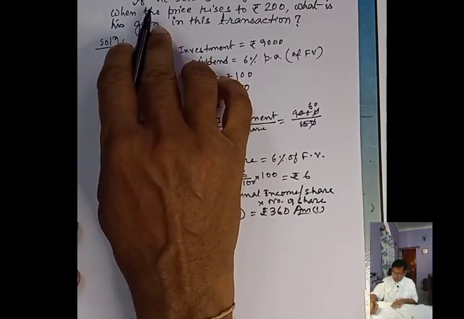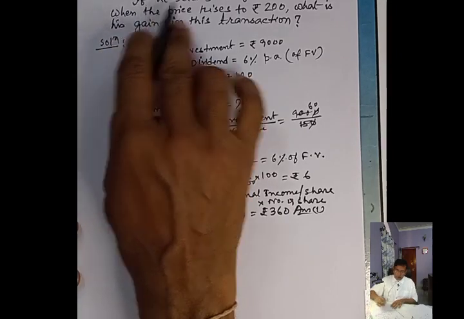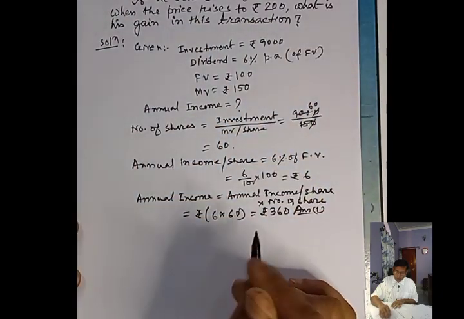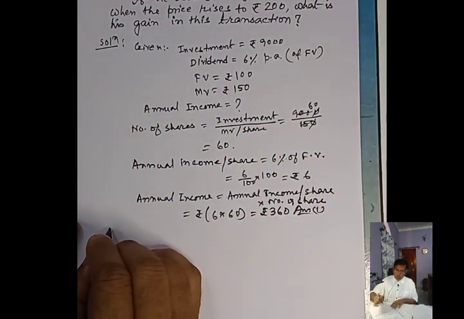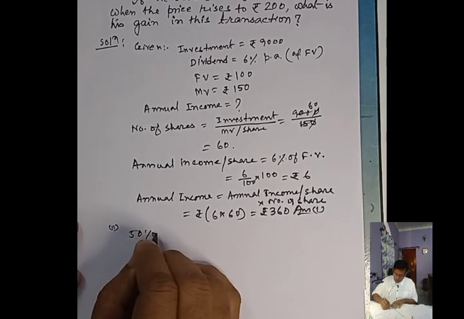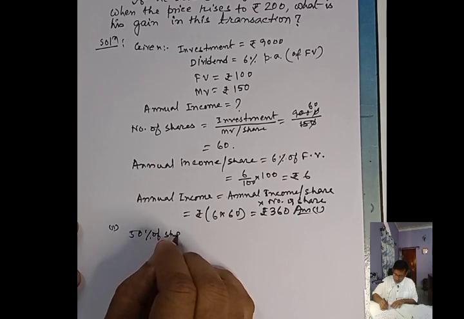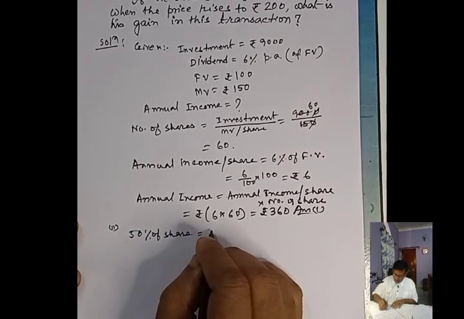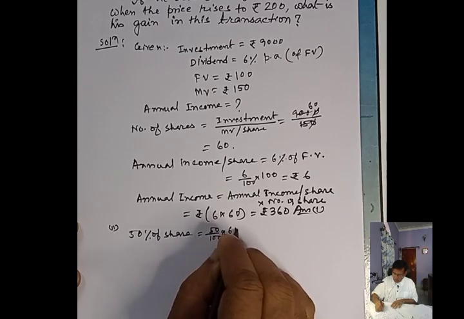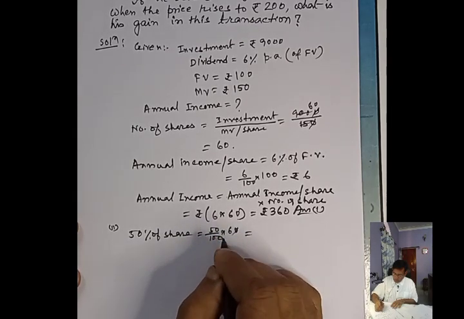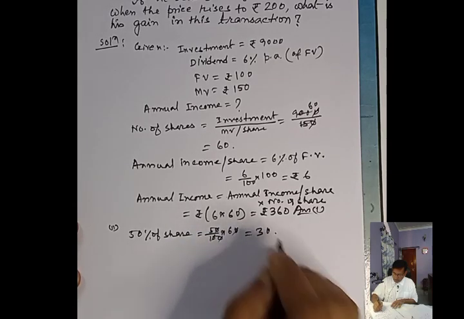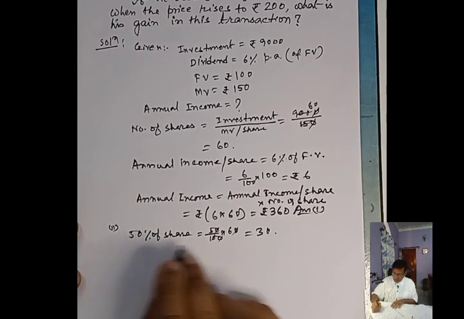For answer number 2, if he sells 50% of his shares when the price rises to 200, so 50% of shares is equal to 50 by 100 into number of shares 60. So 50% of shares is 30.